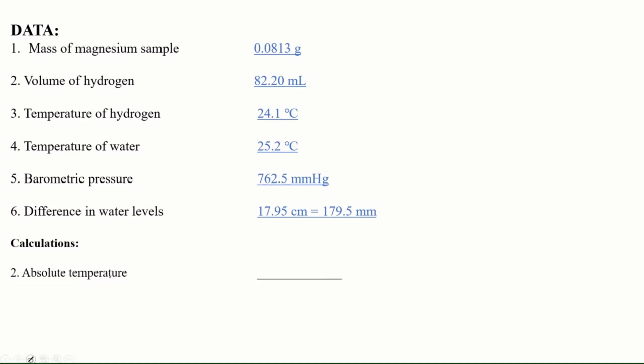So let's do that. Let's add 273.15, and get your calculator, calculate it. You will get 297.3 Kelvin. So that means my absolute temperature is 293.7 Kelvin.